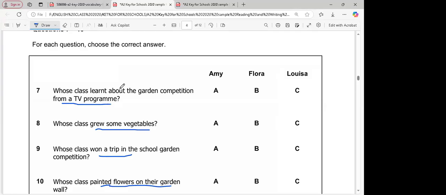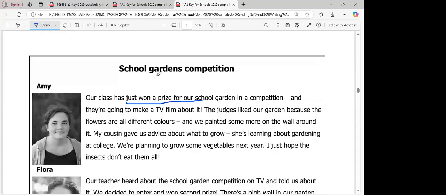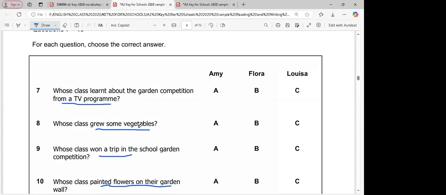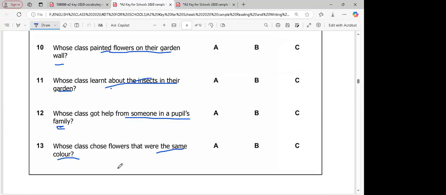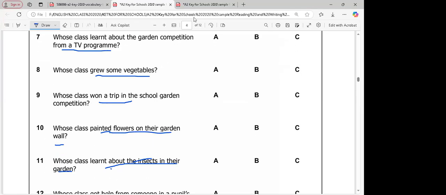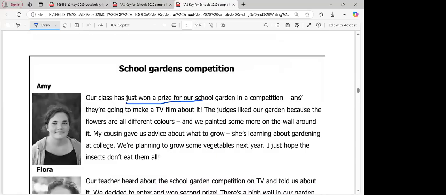Now see, whose class learned about the garden? No, no, not that. Okay, the 9th question: whose class won a trip in the school garden competition? It is won a trip in the school garden competition. So this line will not match. It's won a prize. So anybody mention winning a prize? No, right? Okay. Then next slide.